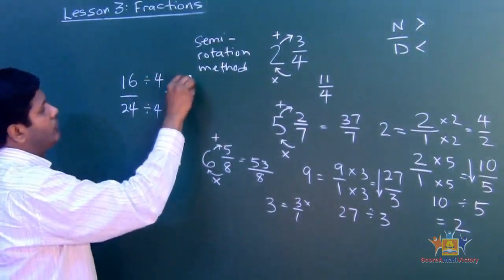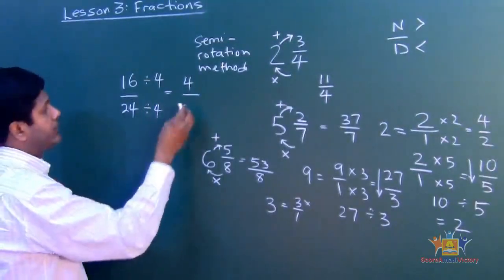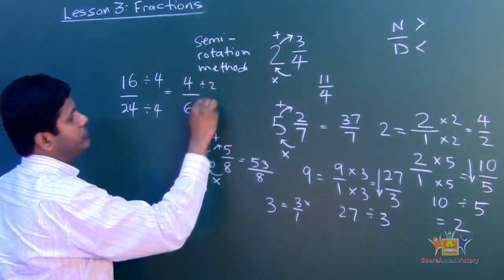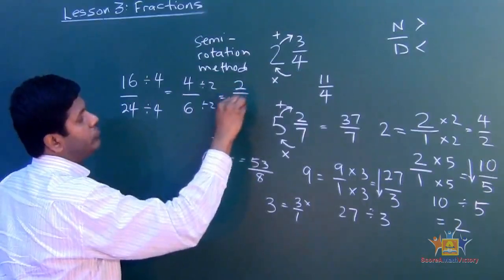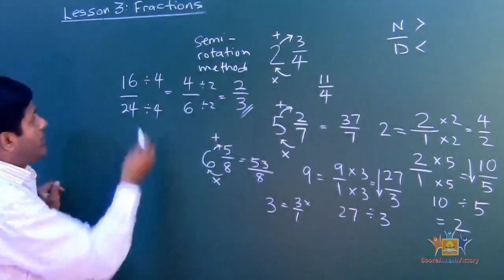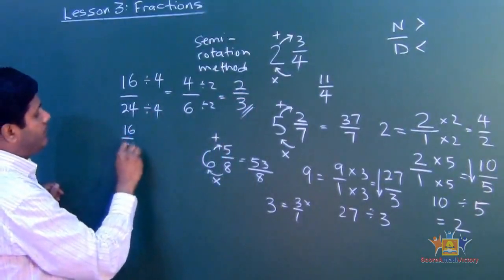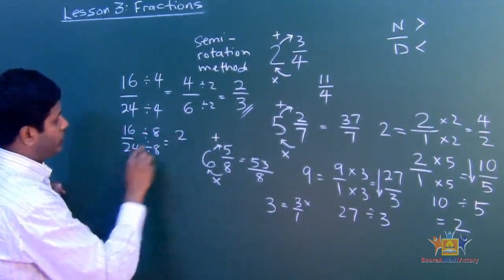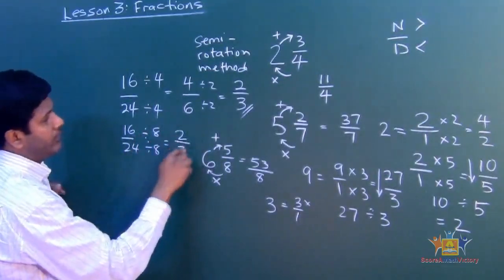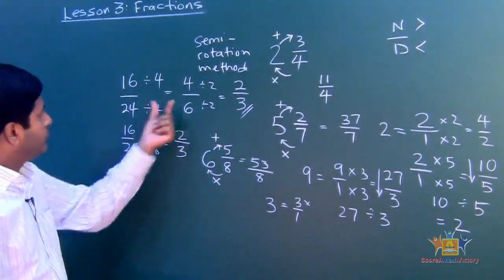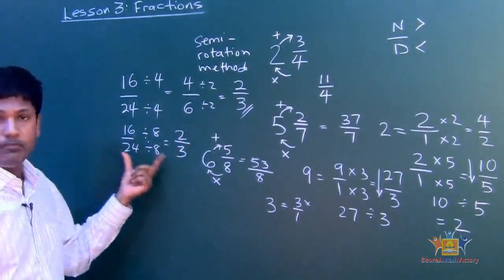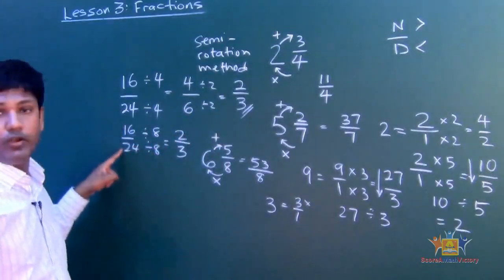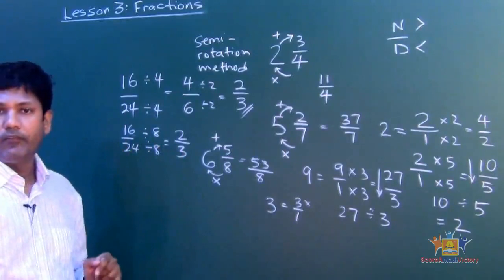That makes it 4 over 6. Okay, now again I can do more. I can divide by 2 now. Dividing by 2 gives me 2 over 3. That's my final answer. Or another way, I could have started right here, dividing both by 8. 16 divided by 8 is 2. 24 divided by 8 is 3. Right there. So you can do it broken up, or if you know the highest common number that 16 and 24 can divide by, you'll get that answer right away.